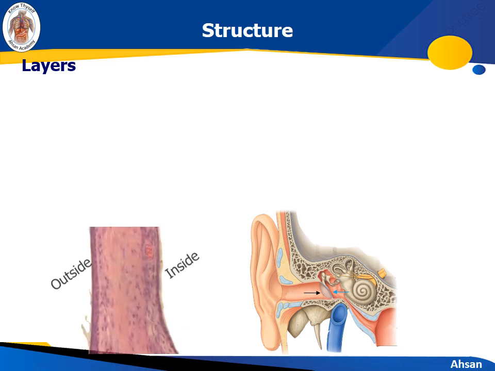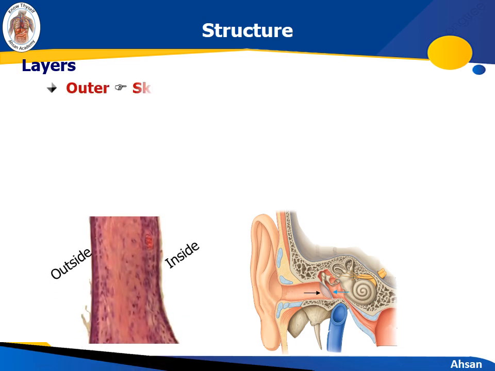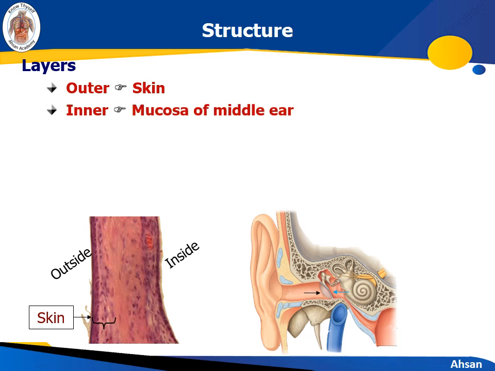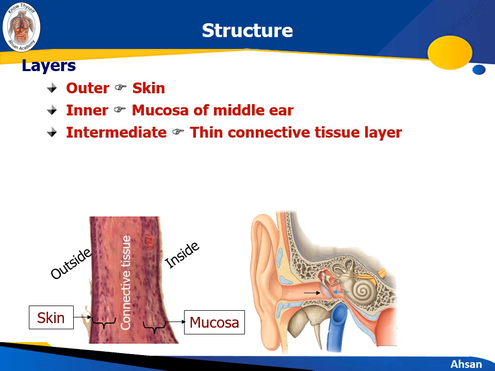The tympanic membrane comprises three layers. From outside inward, the skin is the outside layer, and inside there is mucosa, the inner layer. You can see the section of the ear, and the black arrow showing the outer side and the bluish arrow showing the inner side. In between, the intermediate part is connective tissue, and it is much thinner than the outer and the inner layers.